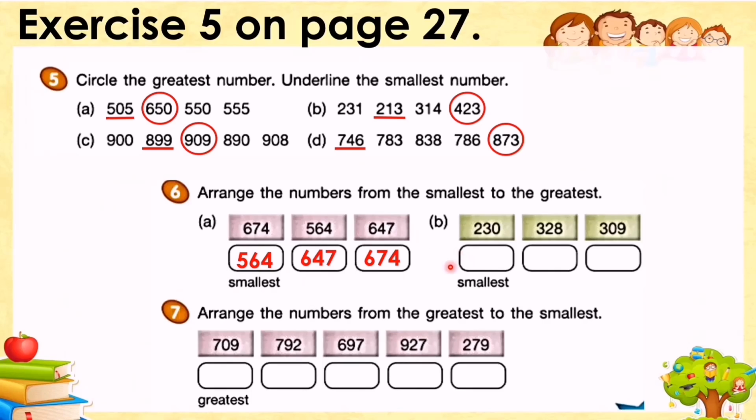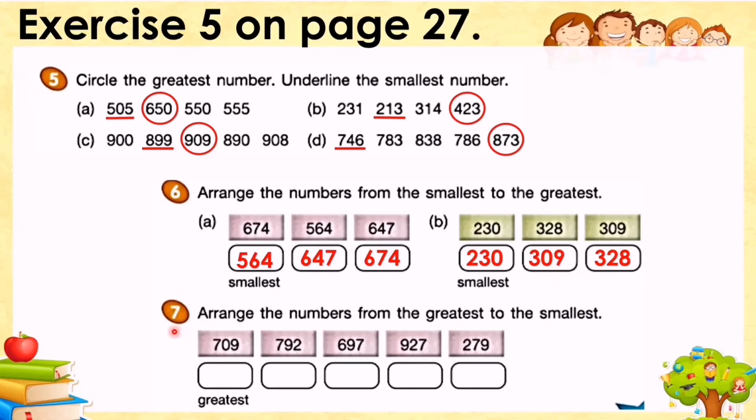Letter B. We have here the numbers 230, 328, and 309. So which is the smallest number? Okay, the smallest number there is 230, followed by 309, and the greatest number is 328.